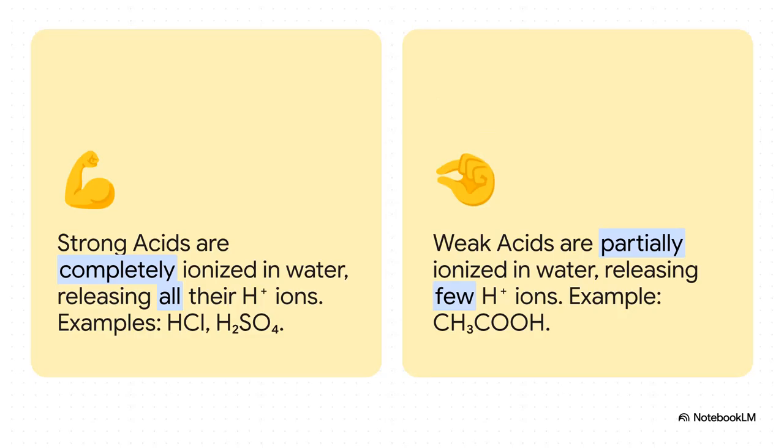The big difference comes down to one word, ionization. A strong acid, like hydrochloric acid, completely falls apart in water. It unleashes all of its hydrogen ions at once. But a weak acid, like the ethanoic acid you find in vinegar, is a bit more reluctant. It only partially ionizes, meaning most of its molecules stay together, which results in a much lower concentration of H+ ions floating around in the solution.